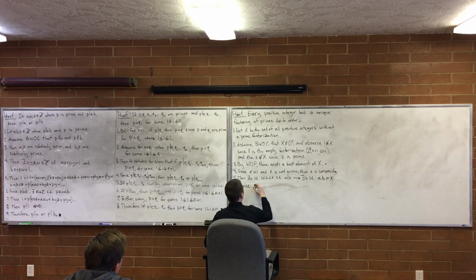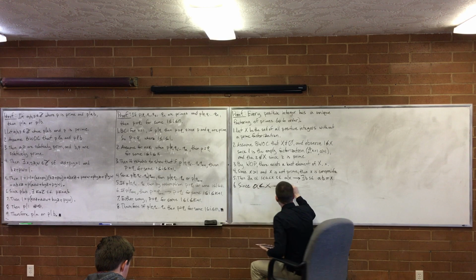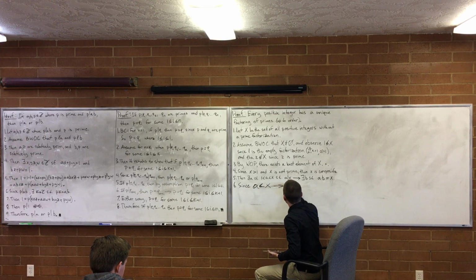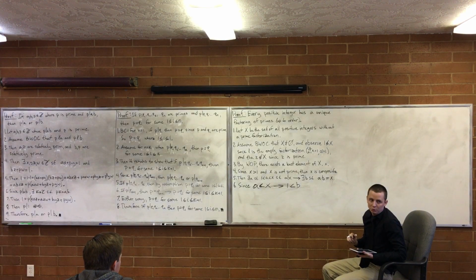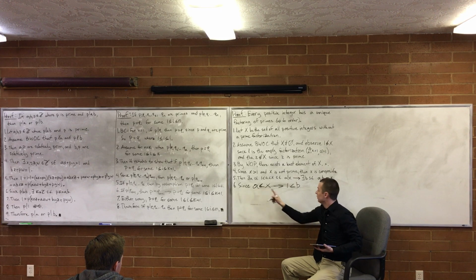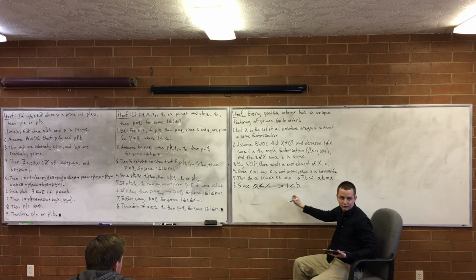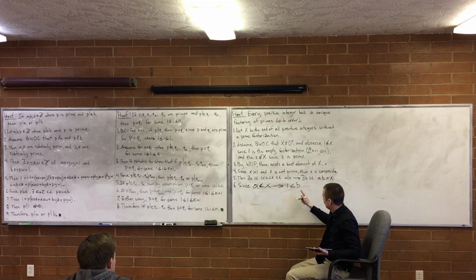Since a is less than x, divide both sides by a, and that gives us 1 is less than b. A divided by a is 1. X divided by a is b. So since x is greater than a, then 1 is less than b.